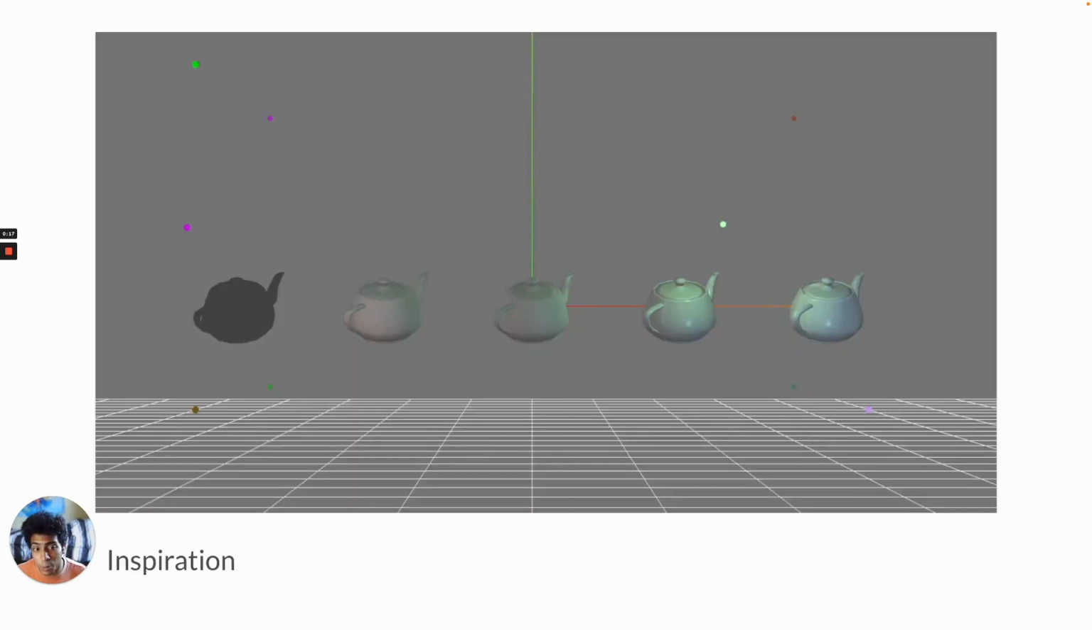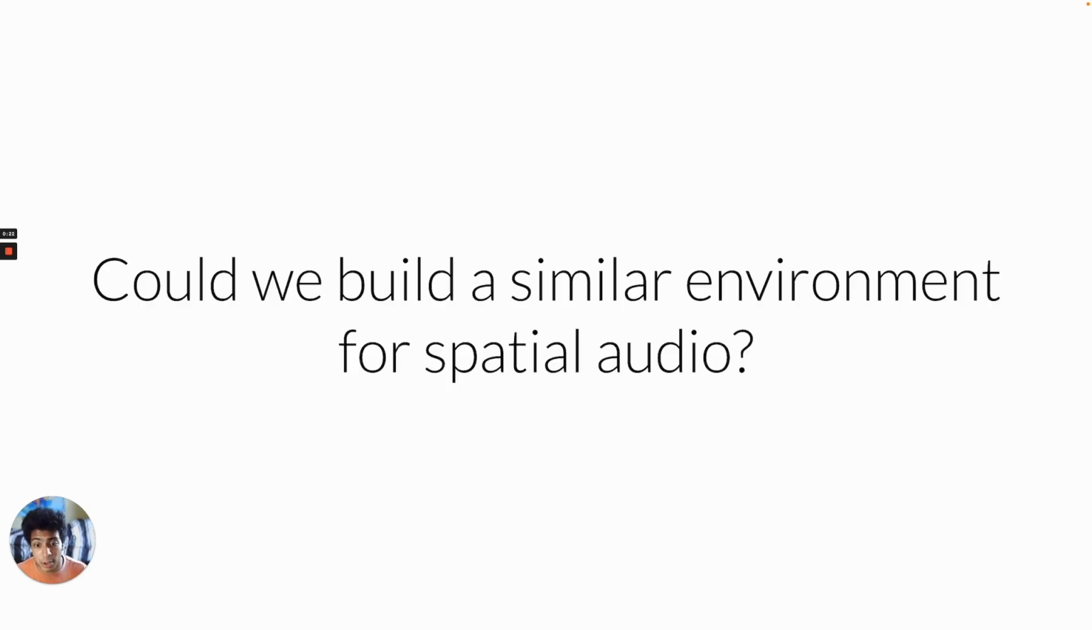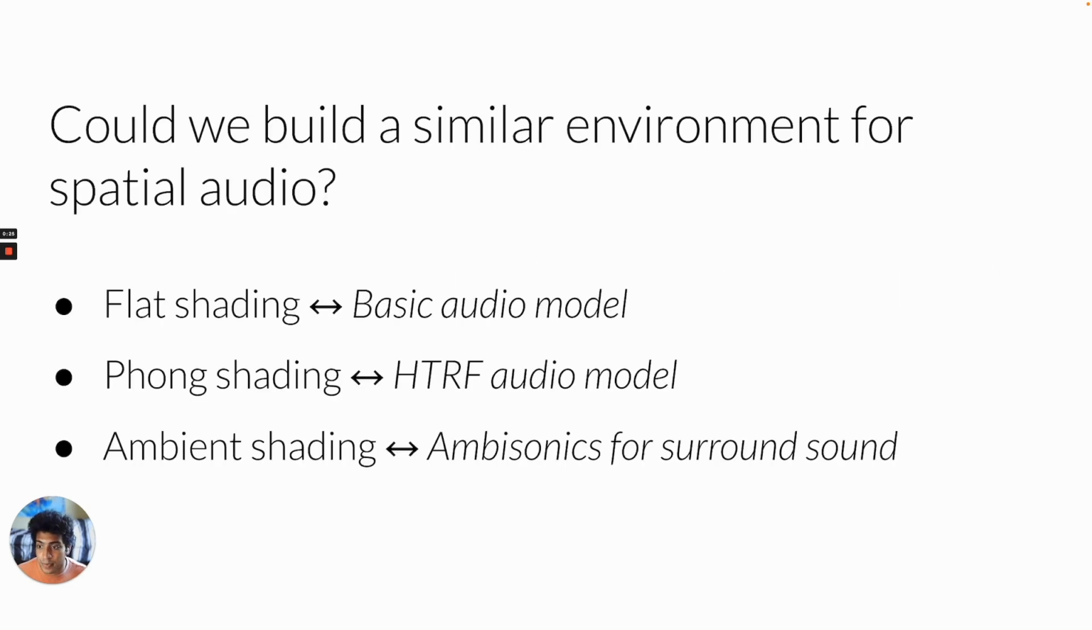I was inspired by homework 2 in this class where we looked at different forms of shading, and I wondered if it would be possible to build a similar environment for spatial audio. I ended up thinking of these analogs. Instead of flat shading, we could try a basic audio model. Instead of Phong shading, we could try something that's better than a basic audio model, or the head-related transfer function. And finally, instead of ambient shading, we could experiment with encoding and decoding ambisonics.